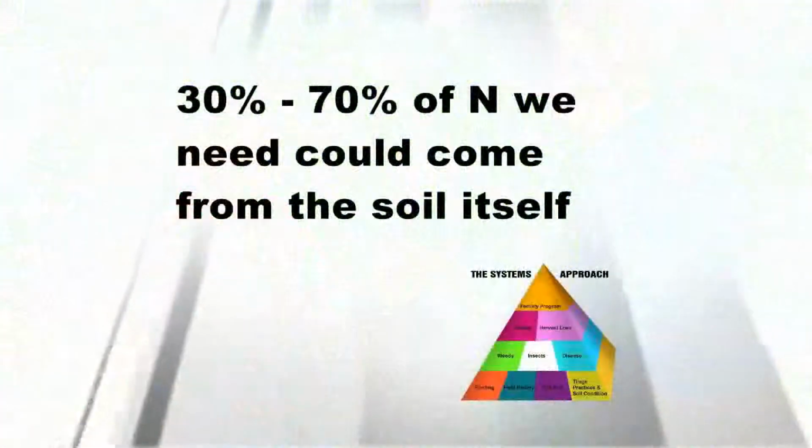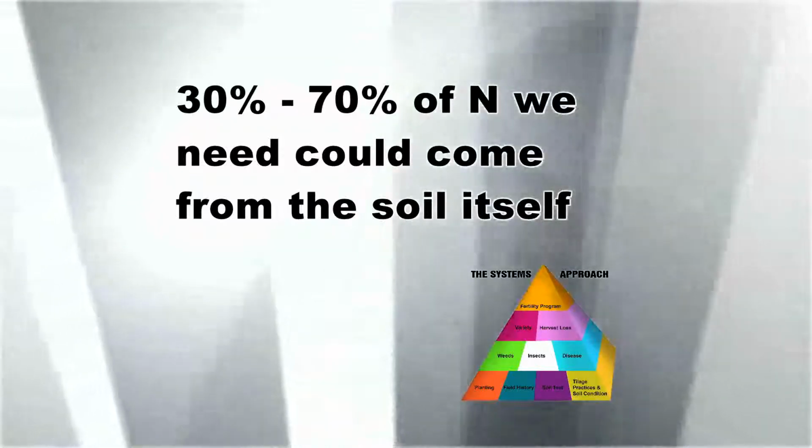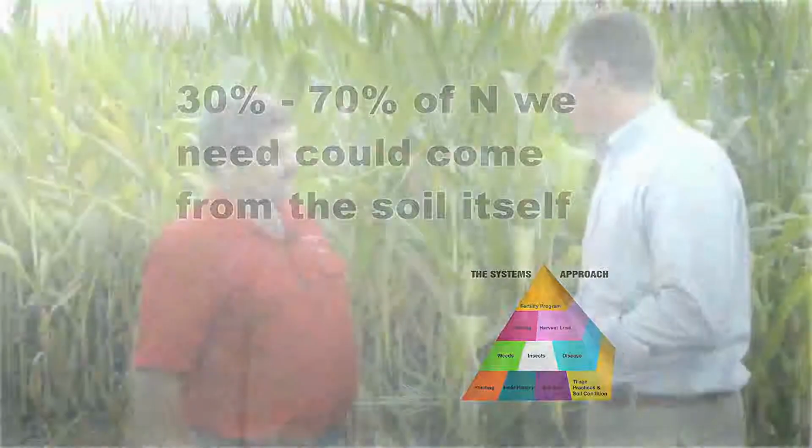Yeah, and they're the farmer's best friend because that's free nitrogen, right? I mean, that helps grow your crops. Depending on where you are and what farm you're in, anywhere from as little as 30 to as much as 70% of the nitrogen we need to raise this crop could come from the soil itself. Yeah. Another way to help ensure you're getting that nitrogen from those microbes is with pH.